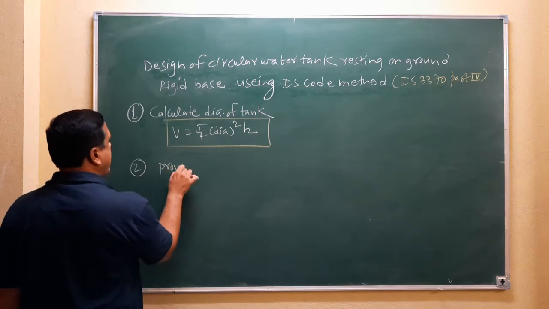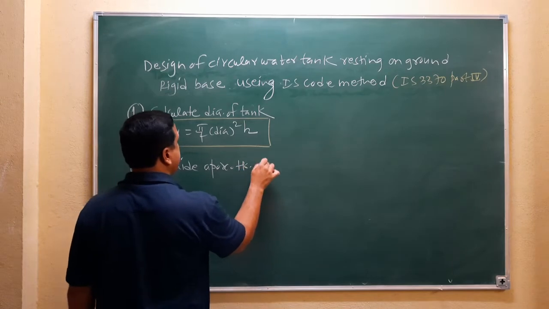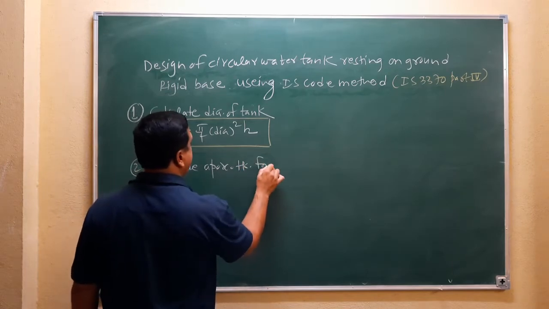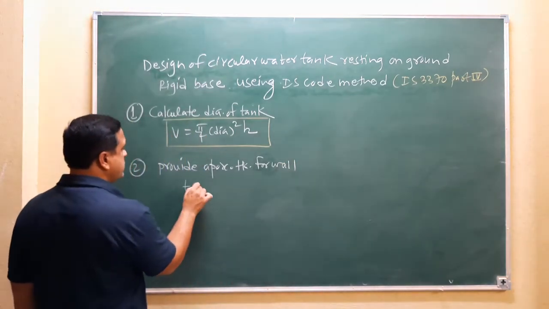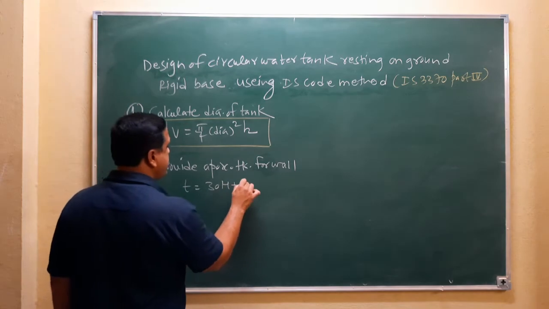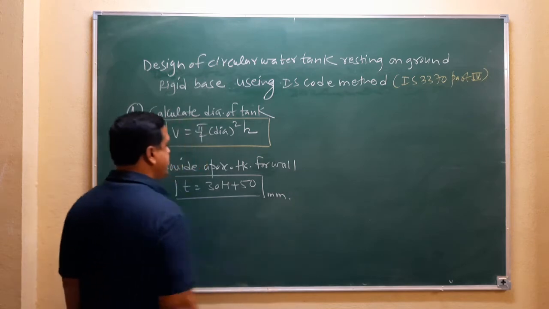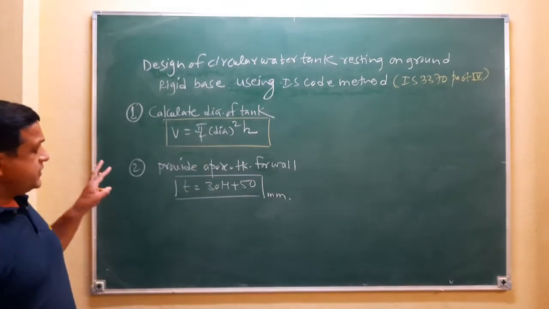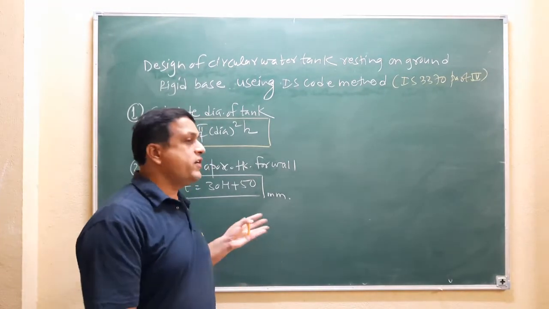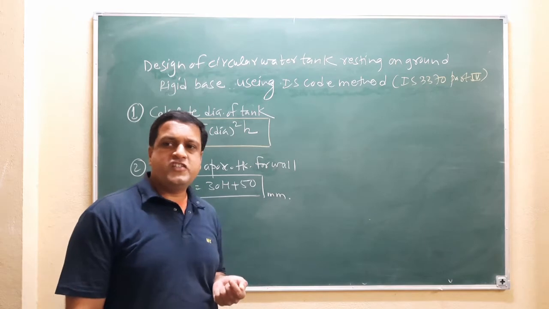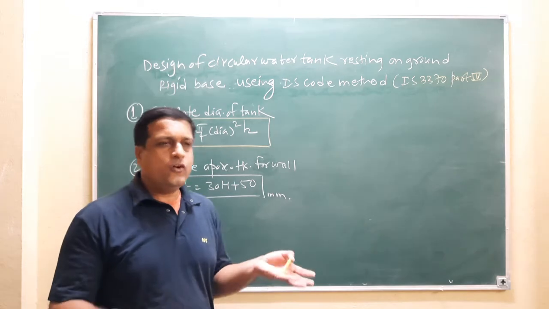Now, what is in step 2? Provide approximate thickness for the wall, using the approximate thumb rule, that is T is equal to 30H plus 50. It gives the thickness in mm. Okay. In step number 2, we have provided the thickness. Now you have to check whether this provided thickness is sufficient for bending moment and hoop tension. That you have to check.